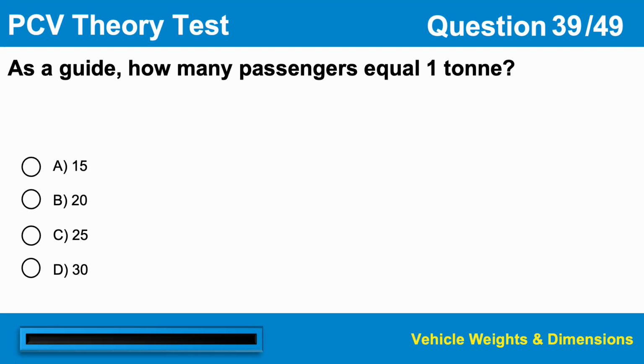Question 39. As a guide, how many passengers equal 1 ton? A. 15, B. 20, C. 25, D. 30.